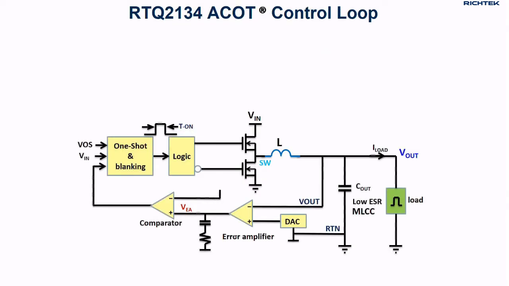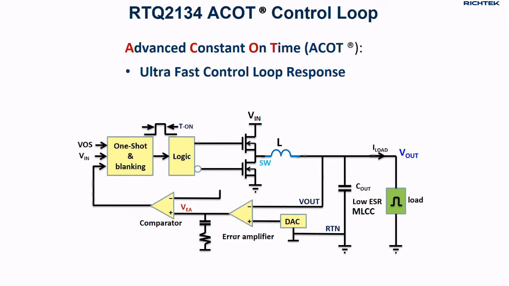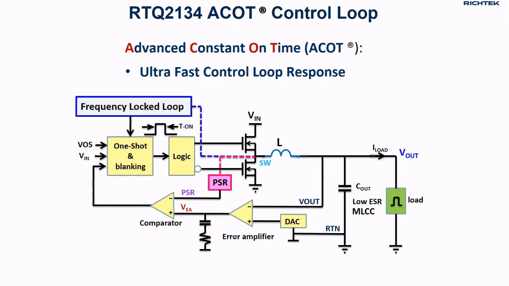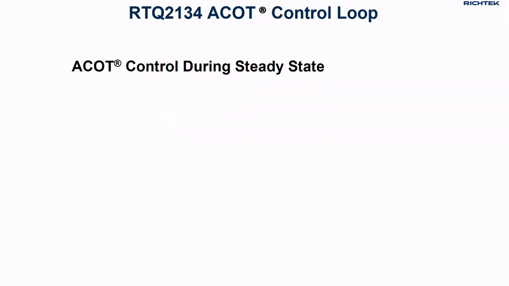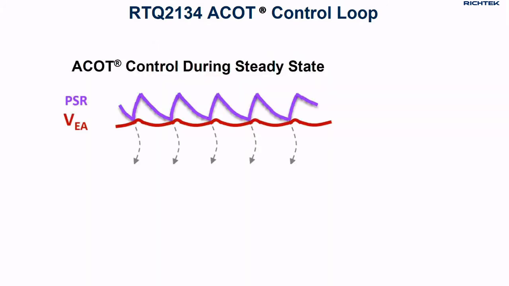One of the key points of this converter is the very fast control loop. It uses Richtek's advanced constant on-time ACOT topology, which includes a PSR ramp for stability and a frequency locked loop for constant average switching frequency. During steady-state switching, the error amplifier output voltage is compared to a PSR ramp in order to stabilize the loop when using low ESR MLCC output capacitors.